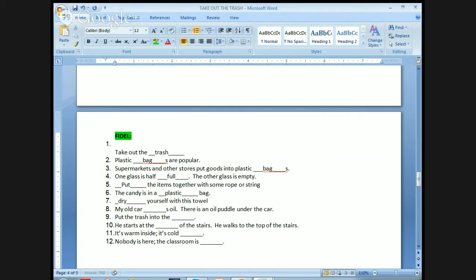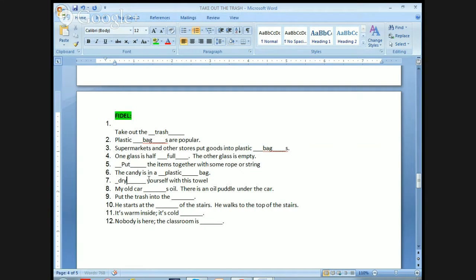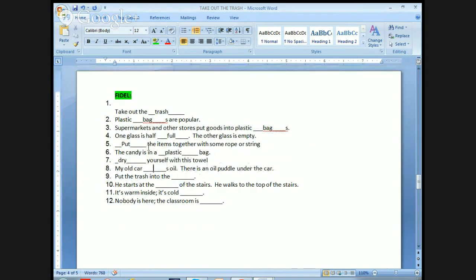Dry yourself with this towel. My old car leaks oil. Okay. There is an oil puddle under the car. Does it make sense? Continue. Okay. Put the trash into the can. He starts at the beginning of the stairs.